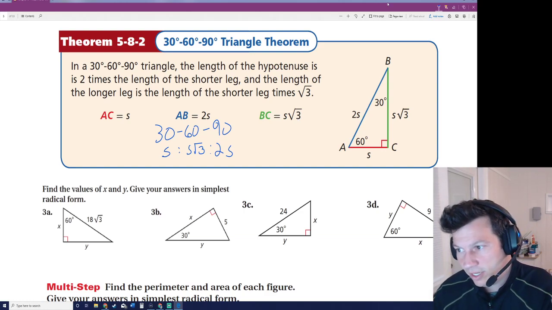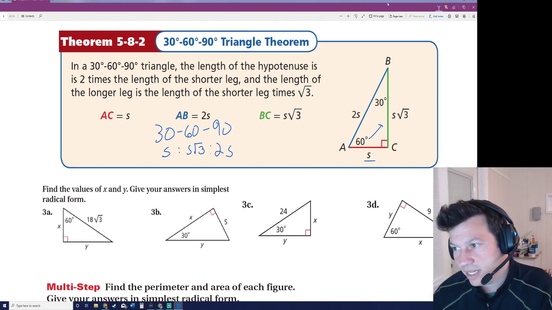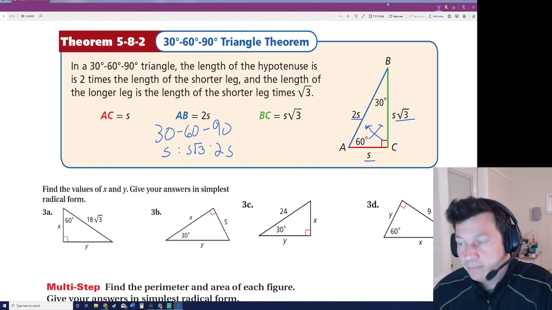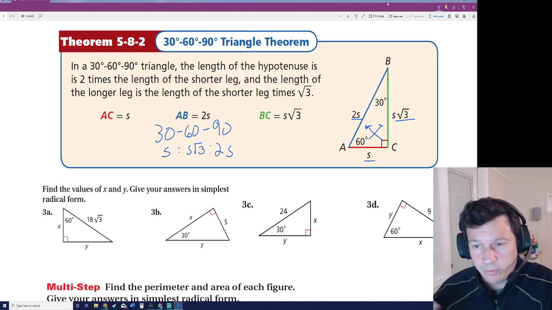Again, opposite the 30 is S, opposite the 60 is S root 3, opposite the hypotenuse, opposite the 90, is going to be 2S, right? So you label them, and once you label them, we're good to go there.